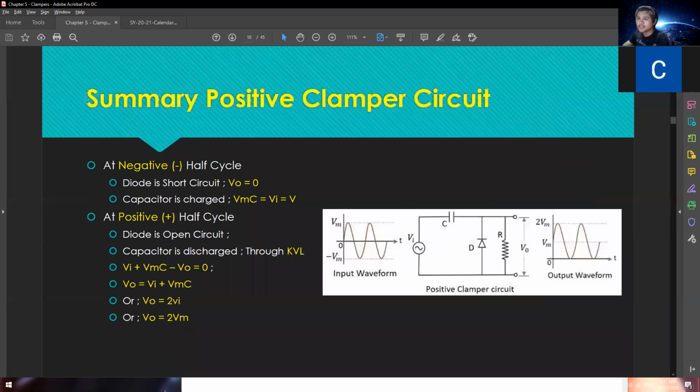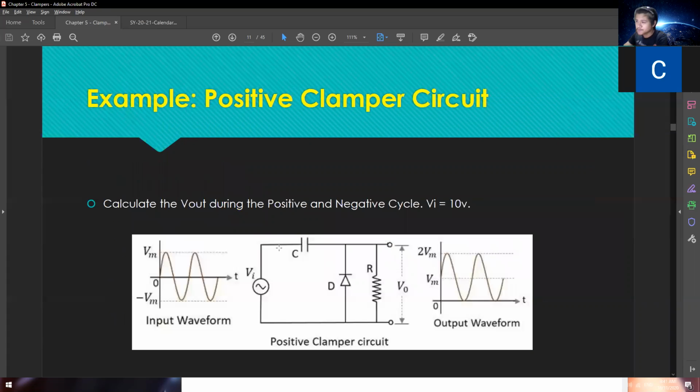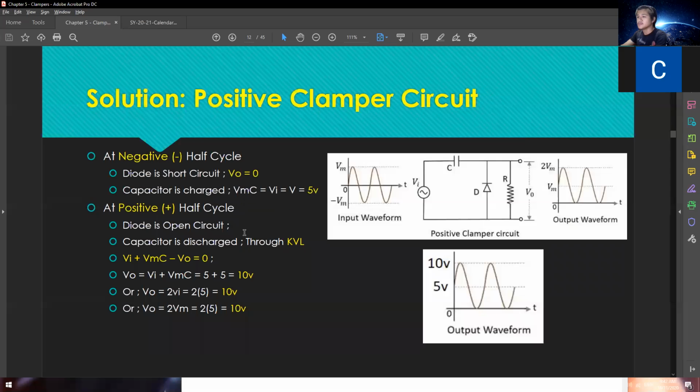Anyway, so that's the idea behind the positive clamper. So let's have an actual example of a positive clamper circuit. Calculate the V out during the positive and negative cycle. We have here a voltage input of 10 volts, and this one is peak to peak. So 10 volts positive and then negative 10 volts for the negative. All right, so here's the solution.